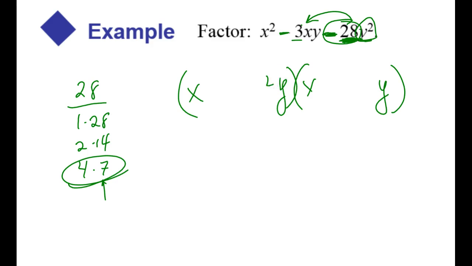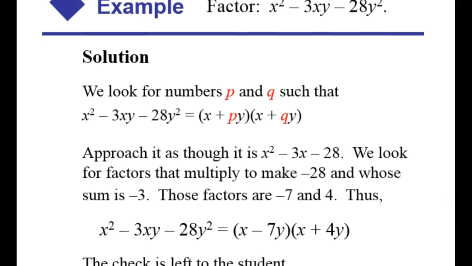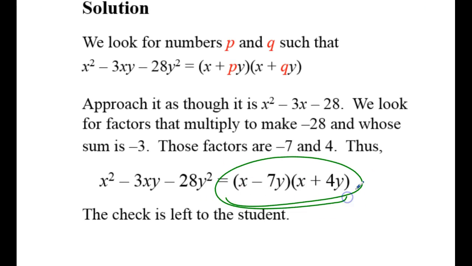It doesn't matter if I go 4 and 7 or 7 and 4, but I just need to make sure that the larger term is negative right here. And so that forces this to be negative, and this says signs were different, so this has to be a positive. And again, here's how the author chose to solve it.